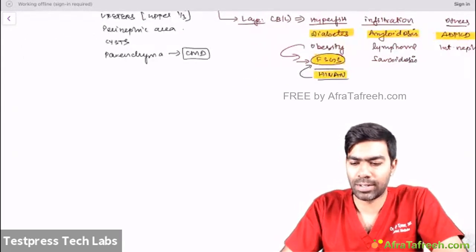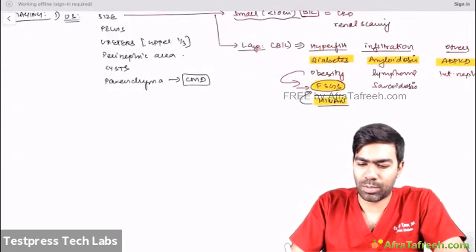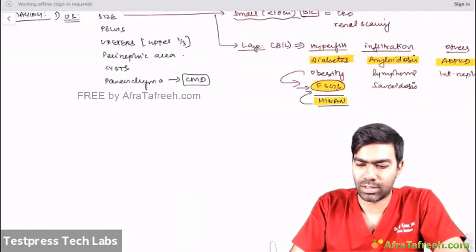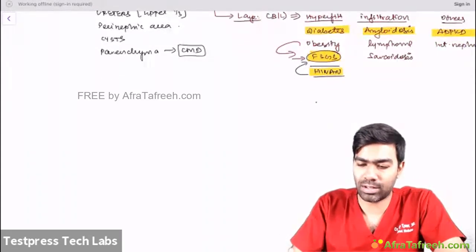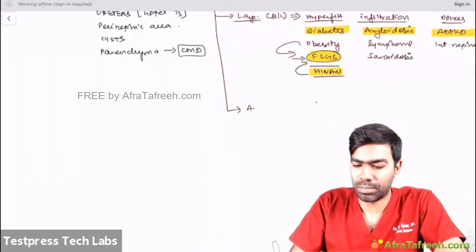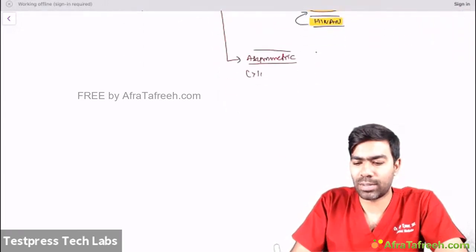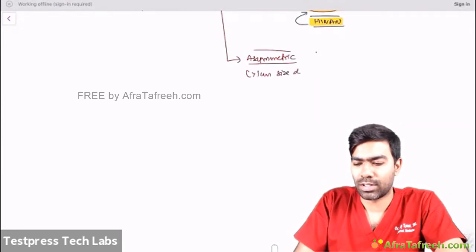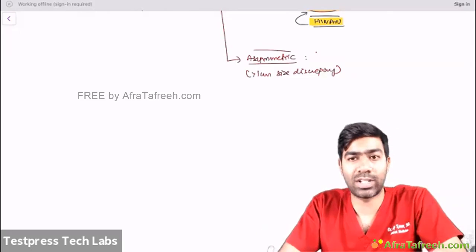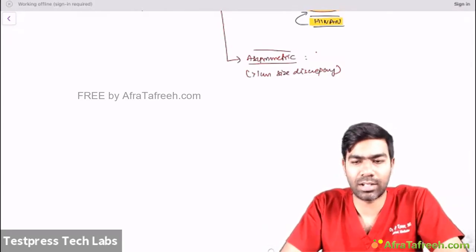Just note that. Or the third possibility is that you can see asymmetric kidneys. One side small and one side big, like that. Asymmetric kidneys is defined as at least more than 1 centimeter size discrepancy between the two sides. The kidneys are differing in size by at least 1 centimeter on either side. That's called asymmetric kidneys.